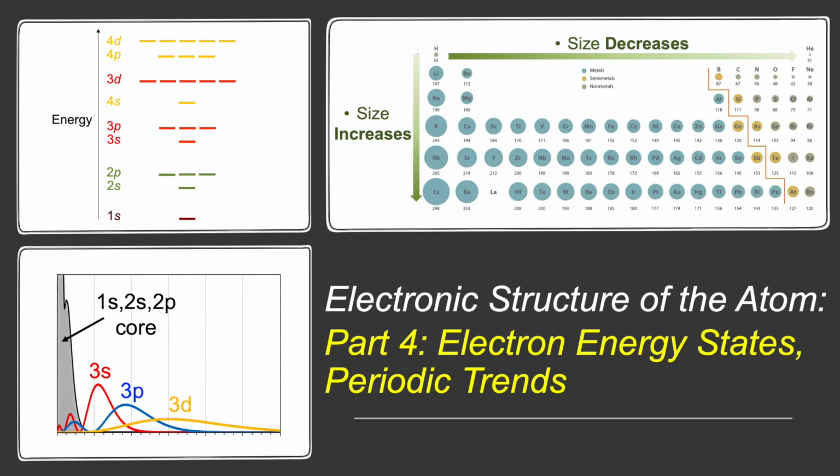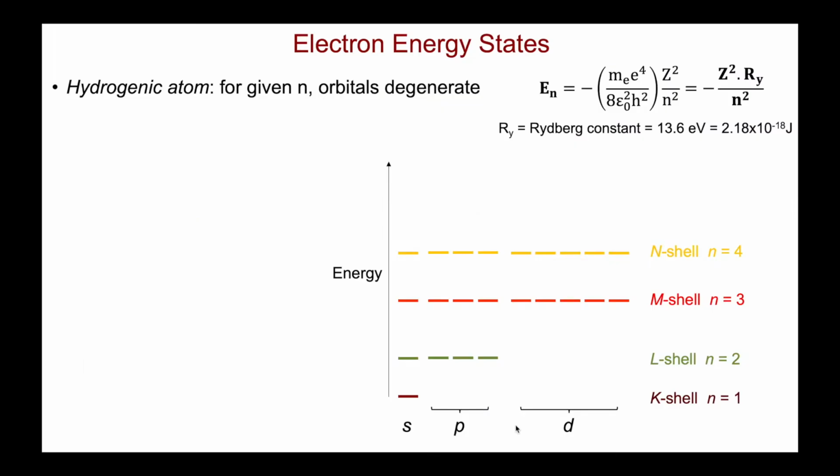Now we'll take a look at the energy states of the electronic wave functions, and we'll see how these are affected by the presence of more than one electron, i.e. for multi-electron atoms. For the hydrogenic atom, an atom with one electron, for a given n, all of the orbitals of different l are degenerate, and their energy is given by the Bohr model formula shown here: minus Z squared Ry, Ry being the Rydberg constant, over n squared.